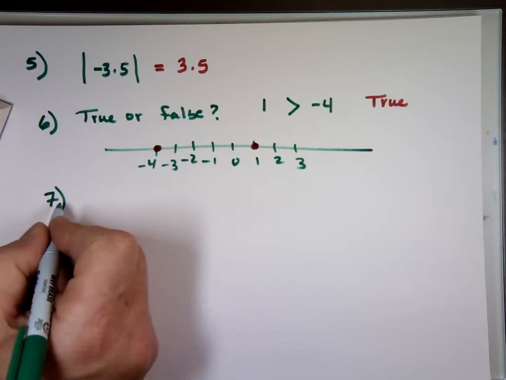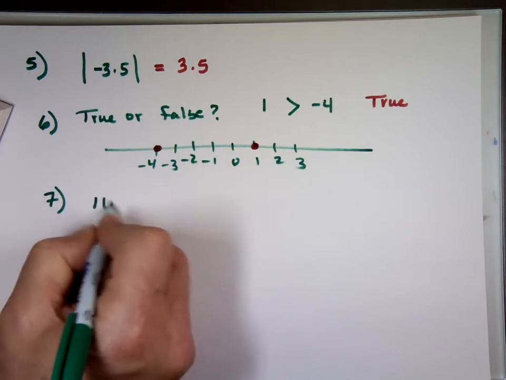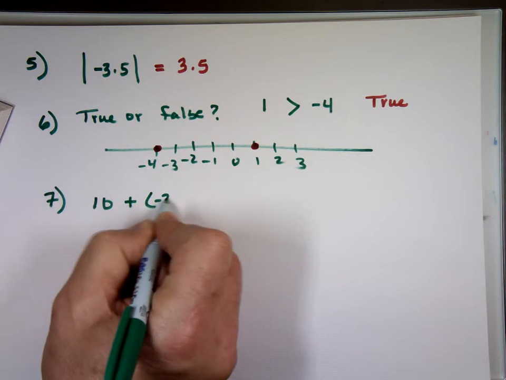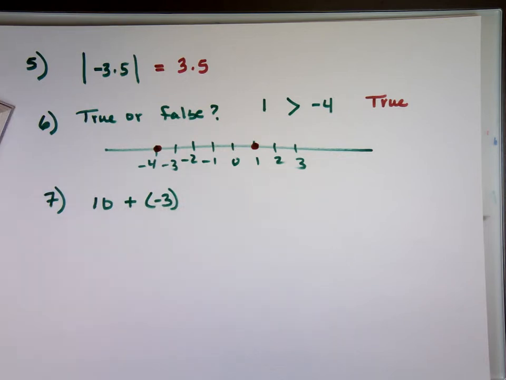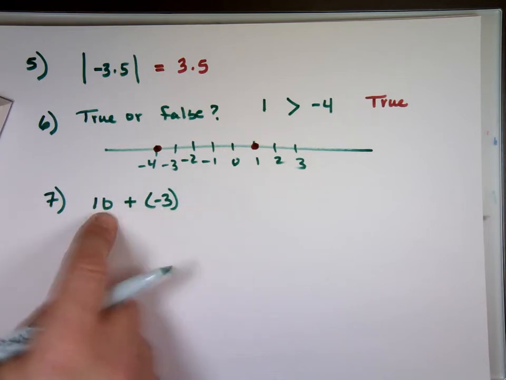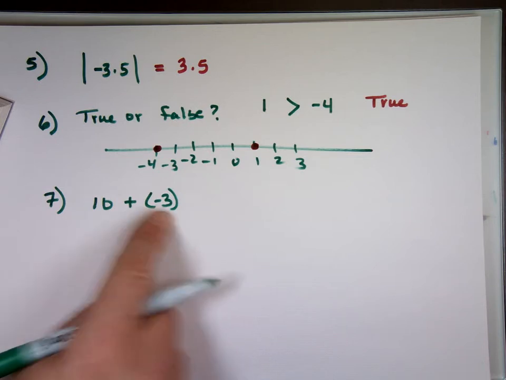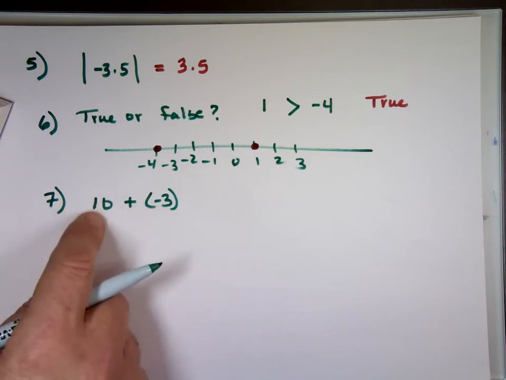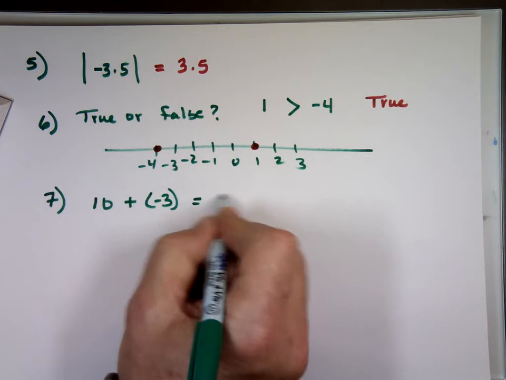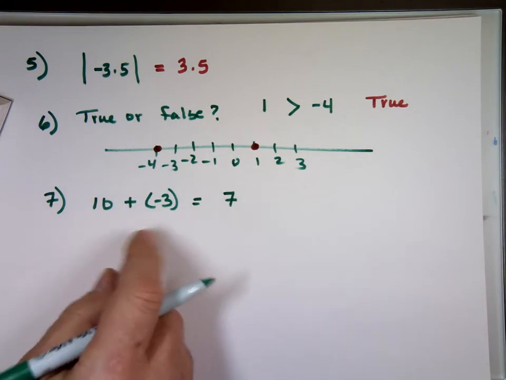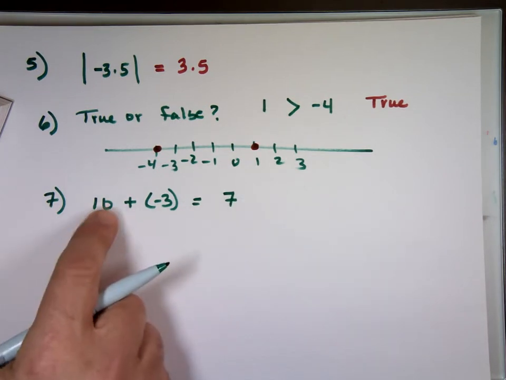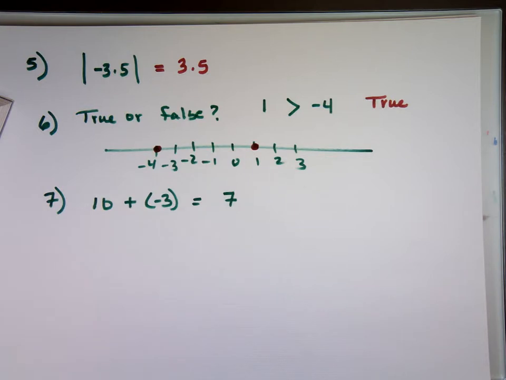7. What is 10 plus negative 3? Remember the rules for adding? If they have different signs, which that's the case, you subtract the absolute value 3 from 10. And you take the sign of the number with the larger absolute value. This is the larger absolute value. So it's positive 7.